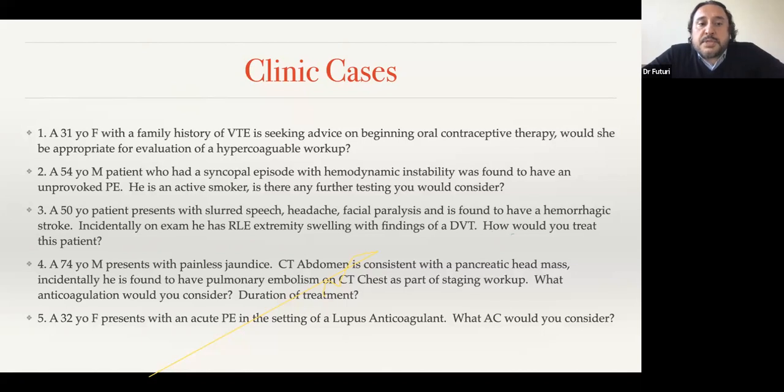Number 3, a 50-year-old presents with slurred speech, headache, and facial paralysis, and he's found to have a hemorrhagic stroke. Incidentally, he has right lower extremity swelling with findings of a DVT. How would you manage this patient?